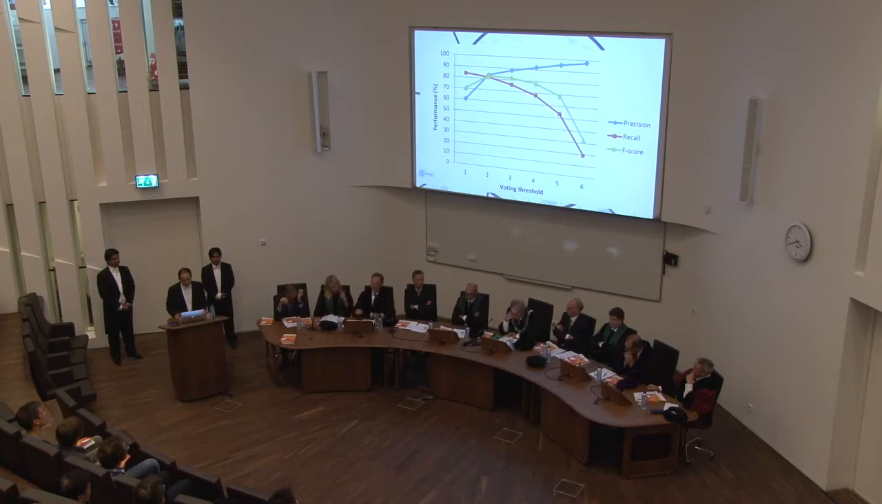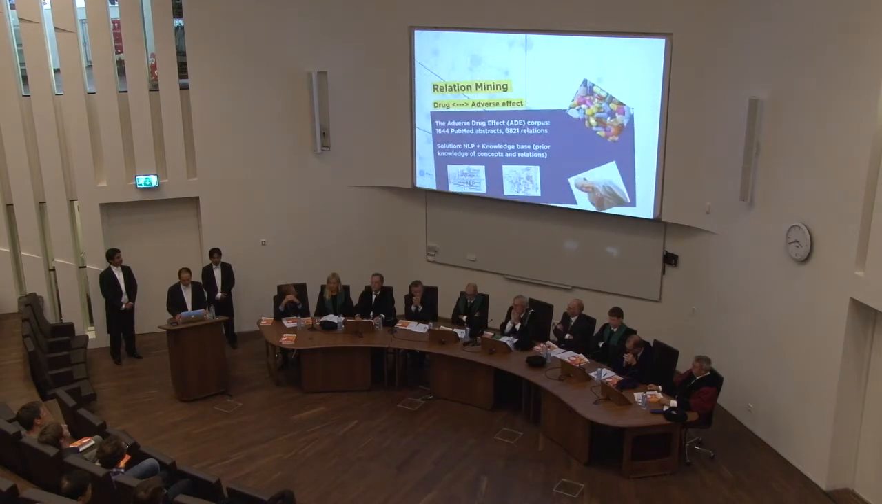So by using the voting threshold, we can play with precision and recall to meet different requirements. For instance, if we want to annotate drug side effects and we want a very high precision, then we can change the voting number to a big number to meet this requirement.